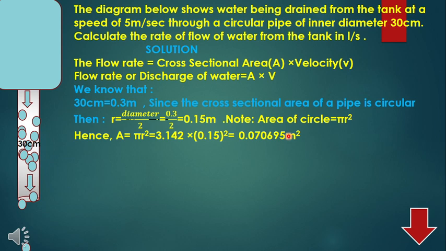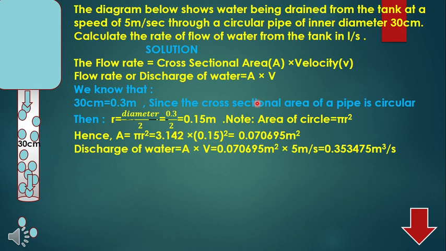Now that we have the area, we can apply the formula: discharge of water is equal to area multiplied by velocity. The area we have calculated is 0.070695 meters squared, multiplied by the velocity, which is 5 meters per second. The product of that gives you 0.353475 cubic meters per second.